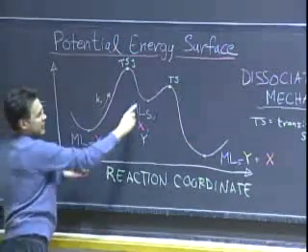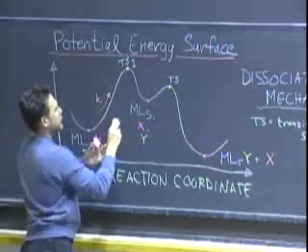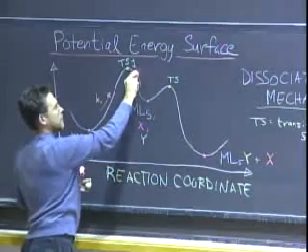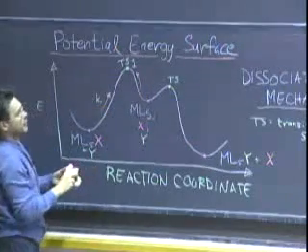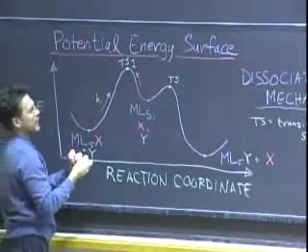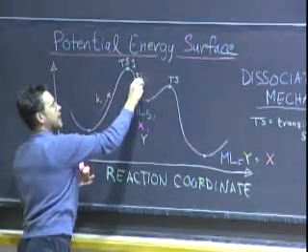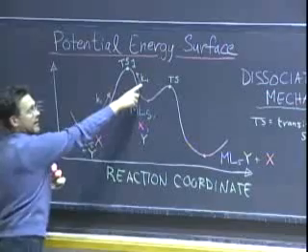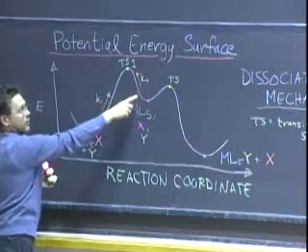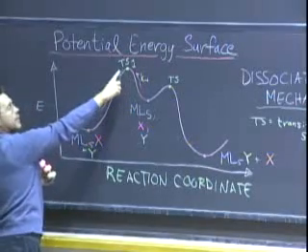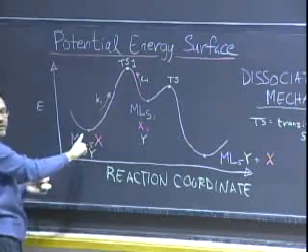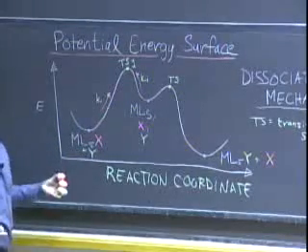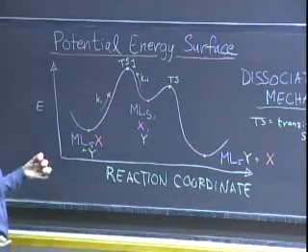And then when you're down in the valley, there are 2 ways out of the valley. You can either go back in the direction of TS1. We call that the back reaction, k minus 1. We associate the rate constant k minus 1 with the back reaction that would take us back over the same transition state and back to the starting materials. That would be a non-productive step because it's going in the wrong direction.